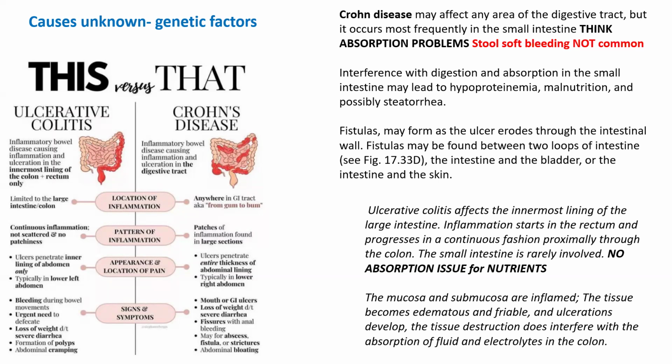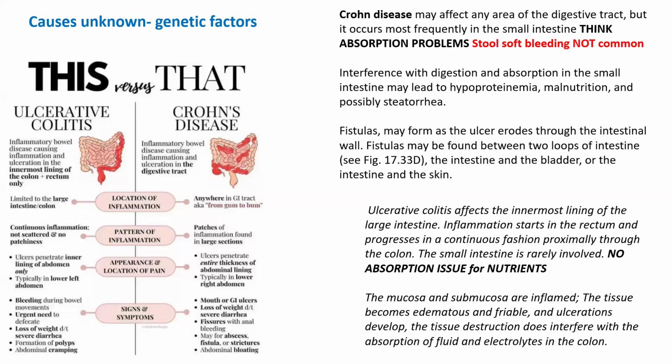So here with Crohn's, we're going to have interference with digestion and absorption, and that is in the small intestines, and that can lead to low levels of protein in the blood, or hypoproteinemia, malnutrition, and steatorrhea with those fatty stools. The fistulas here can form as the ulcer erodes through the intestinal wall. The fistulas can be found between two loops of the intestines, the intestine and the bladder, or the intestine and the skin.